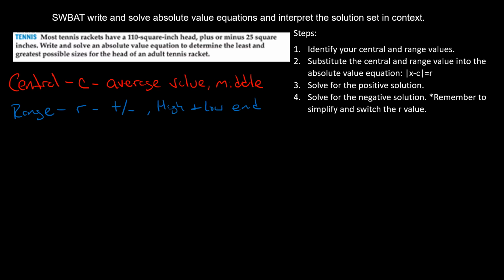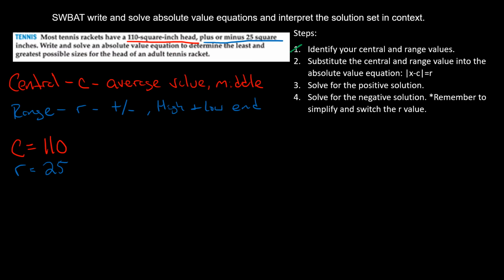Okay, and so when we're solving this, we've identified these here, and so let's go ahead and look at our central value, see if we can find it. It says most tennis rackets have a 110 square inch head. So our central value will be 110. That's kind of like the average, right? Our range value in this case says here, plus or minus 25 square inches. So we've got our central and range values. 110 is our central, 25 is our range.